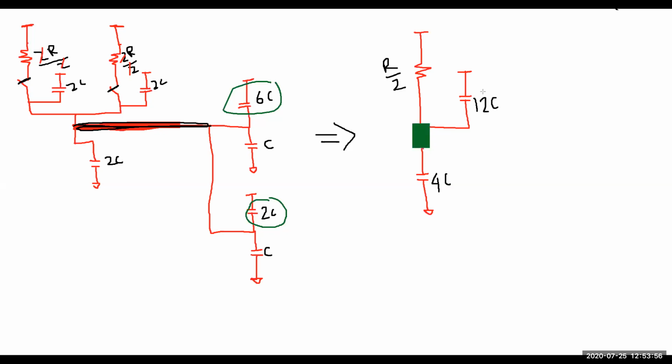Okay, these capacitances and this capacitance, are they parallel or series? Parallel. Why parallel? What is the only condition for being parallel? Their two points should be the same. Here one point is the same, but the other point is not. One is connected to VDD, another one is connected to ground. They are not parallel, right?